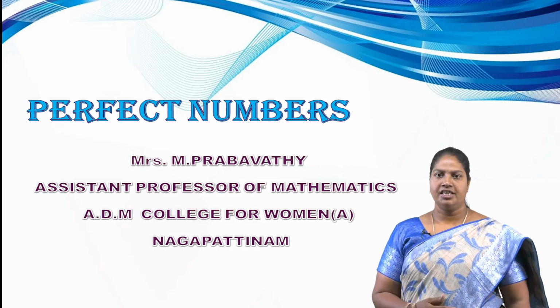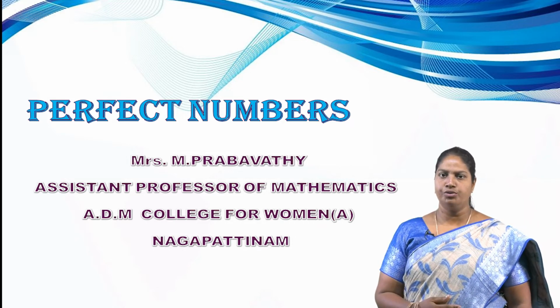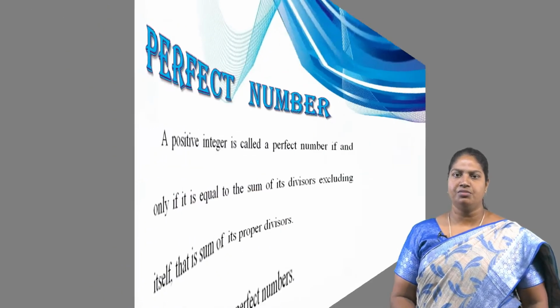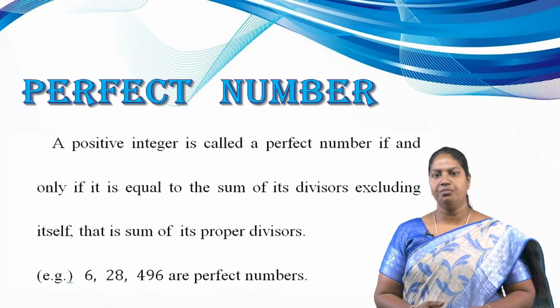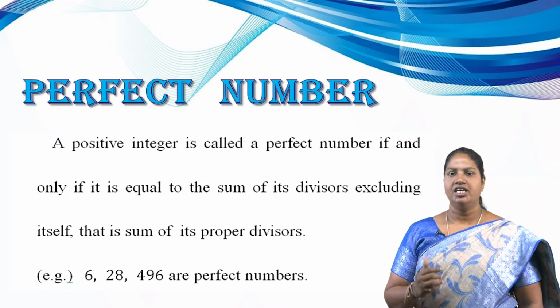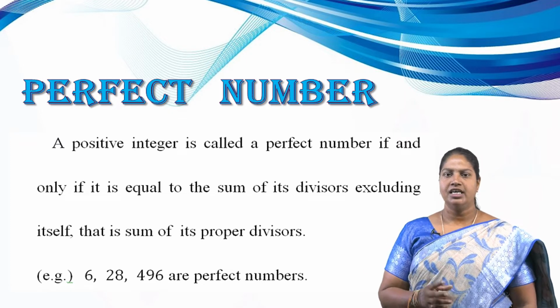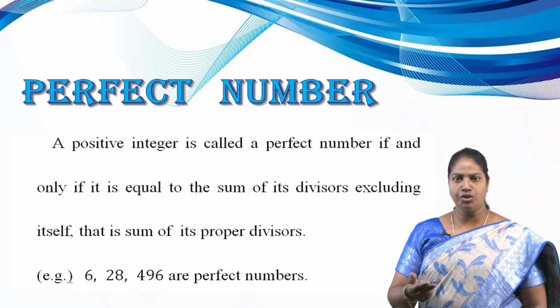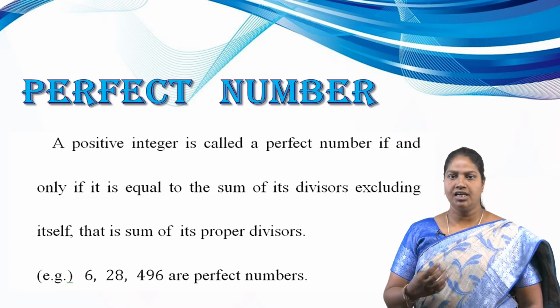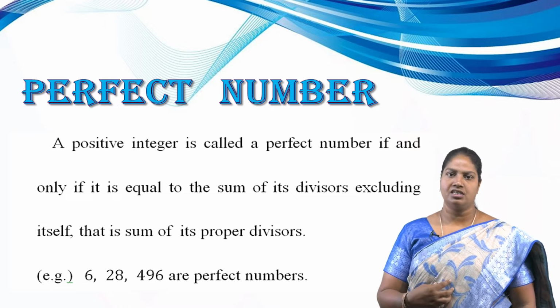We already saw the number theory modules. Today, I am going to explain perfect numbers. What do you mean by a perfect number? A positive integer, that is a natural number, is called a perfect number if and only if it is equal to the sum of its divisors excluding itself, that is, the sum of its proper divisors.